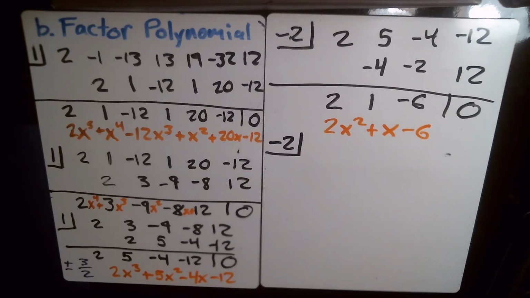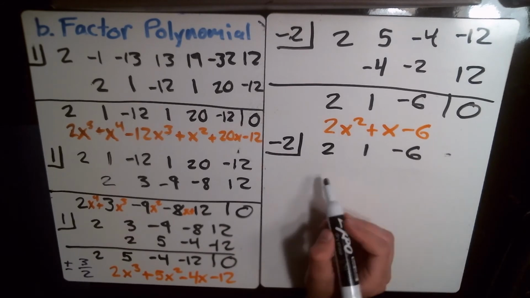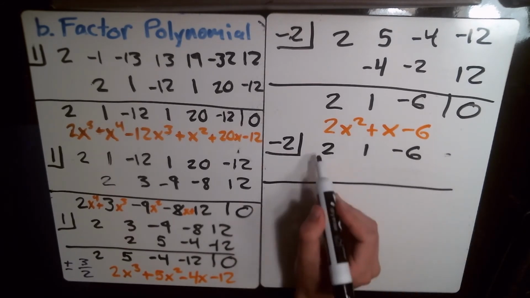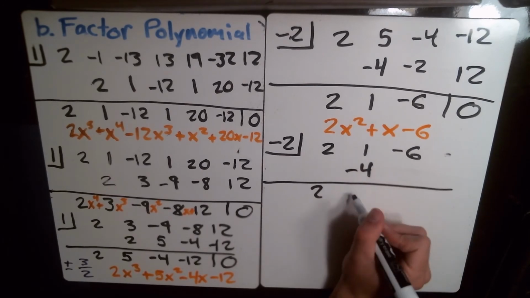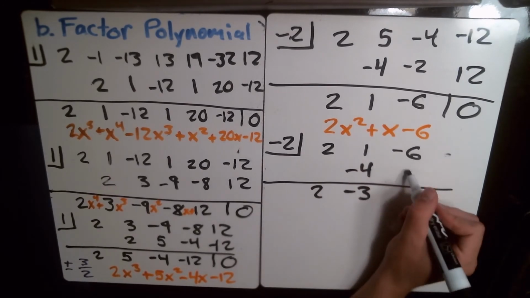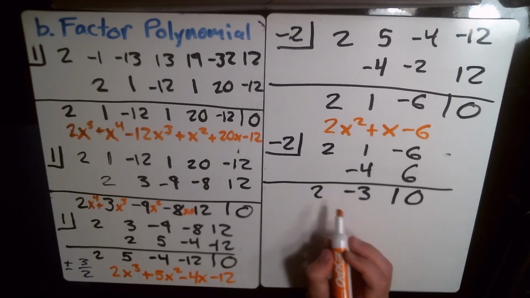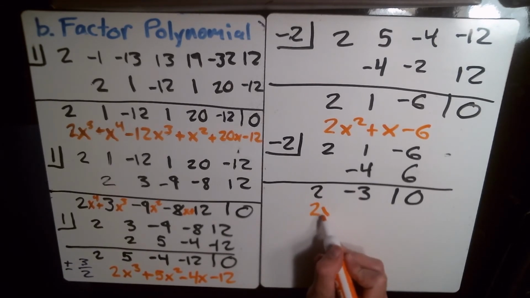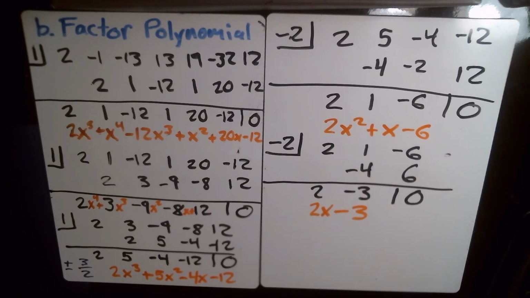Okay, so negative 2, we bring down our numbers here. So 2 times negative 2 is negative 4. Add those is negative 3 times 2 is 6, so 0. Okay. And now we have it completely factored in that we have this factor here is linear, right? It's a 2x minus 3.